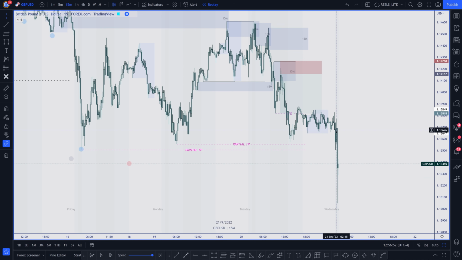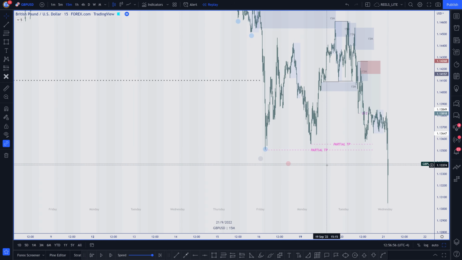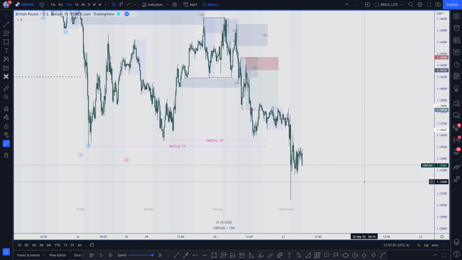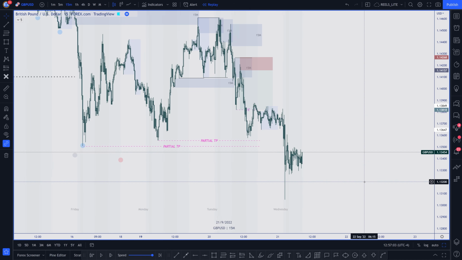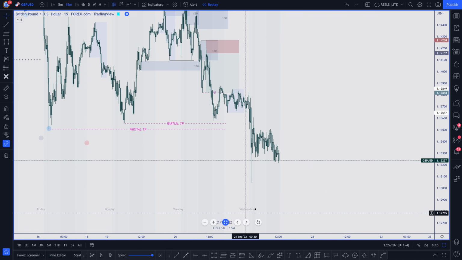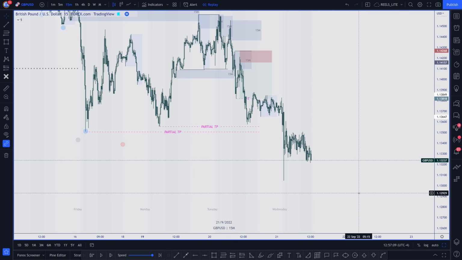Now you can also see that London had a lot of volatility as we pushed lower. By the time I woke up this morning, I saw that price continued to fade and push down, and I just continued to take partials. So I'm actually out of most of the position.